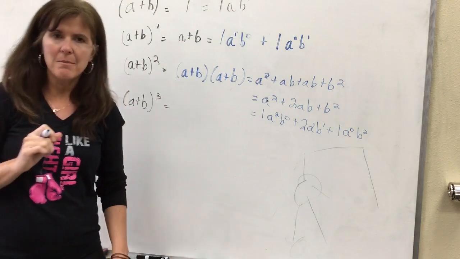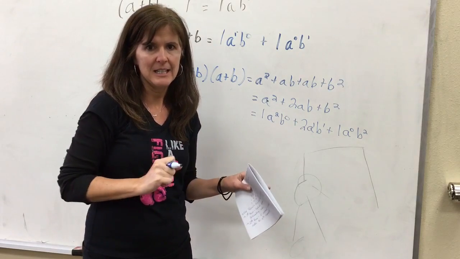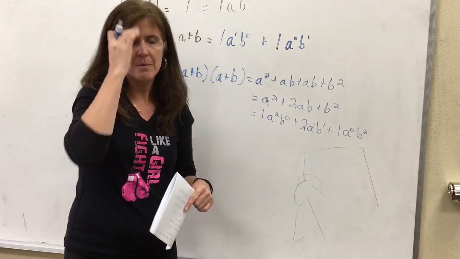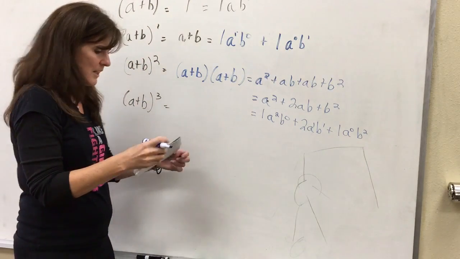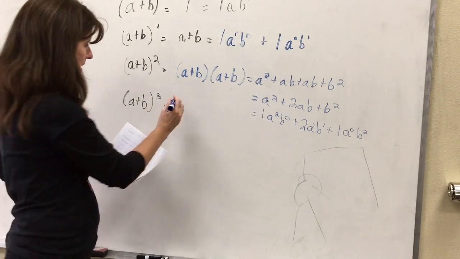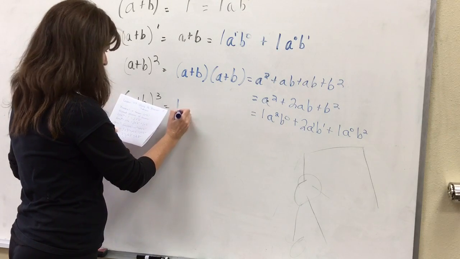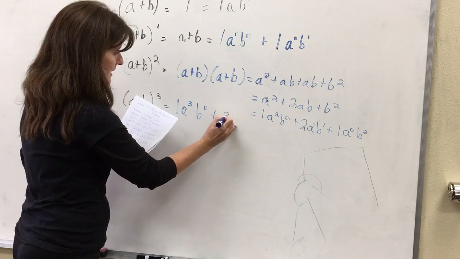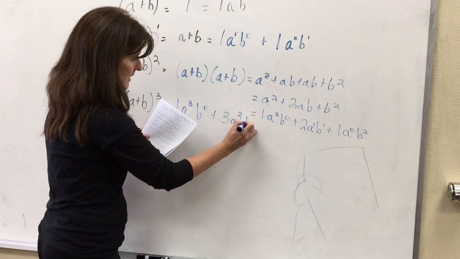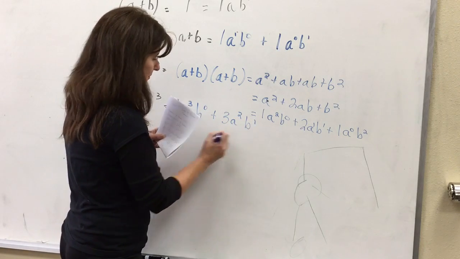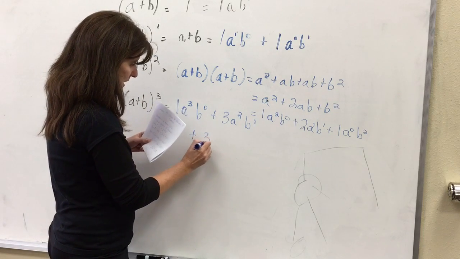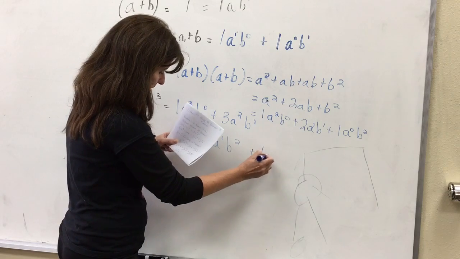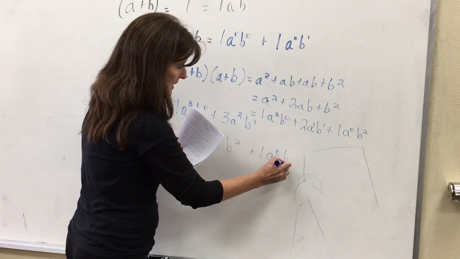You're going to see in a minute why I'm expanding it in this way with the coefficients and the 0 exponents. We're going to do one more, and I'm going to go ahead and write this down. Expand it. It's going to be 1A cubed B to the 0 plus 3A squared B to the 1 plus 3A to the 1 B squared plus 1A to the 0 B cubed.